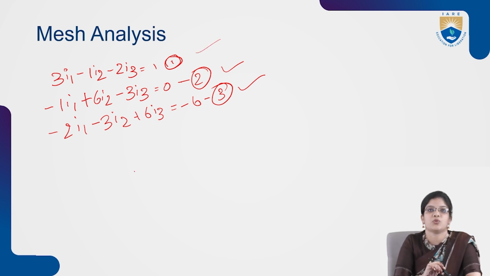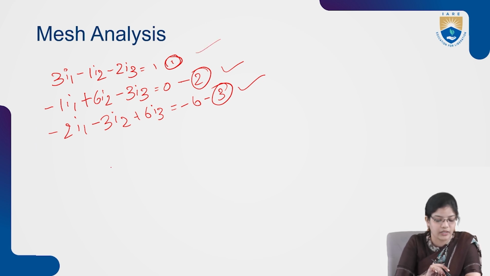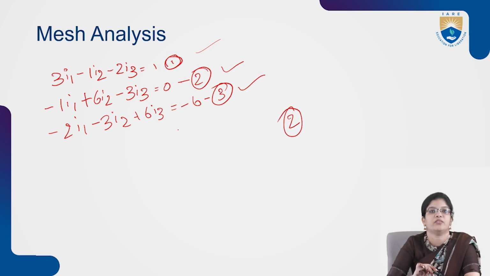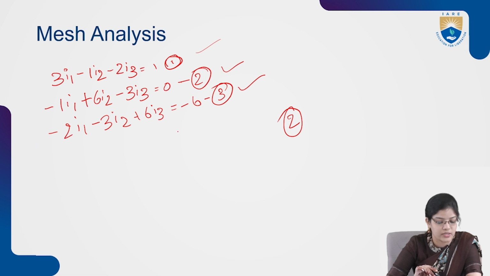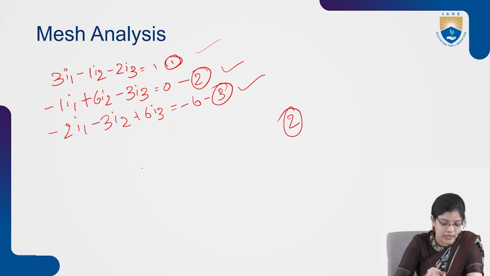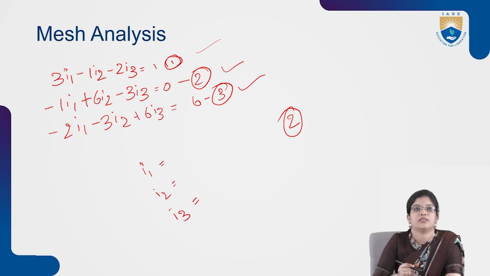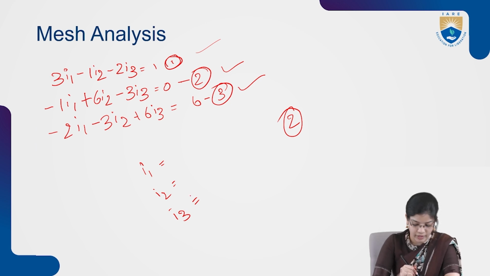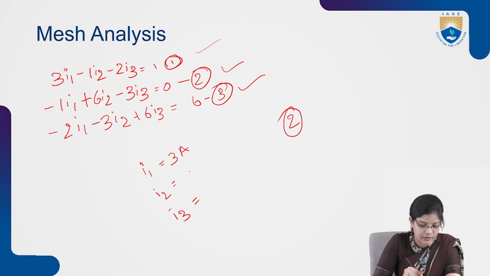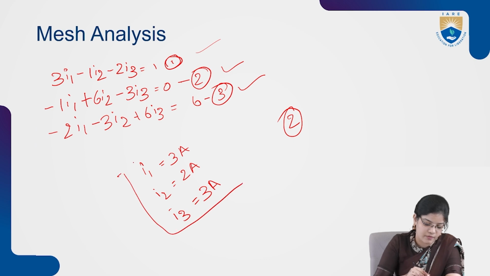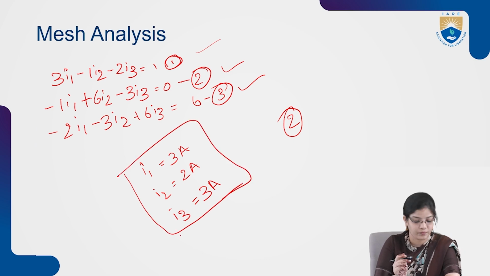So now we have to substitute all these three equations in the scientific calculator. For that we have to select option 2. As we have three meshes, we have to substitute all these three equation values and calculate the values of I1, I2 and I3. After solving these equations in the scientific calculator, we'll get the values of I1, I2 and I3 as 3 amperes, 2 amperes and 3 amperes. So these are the values of I1, I2 and I3.